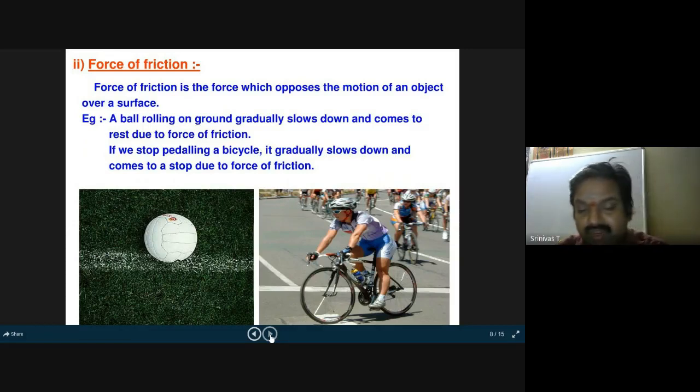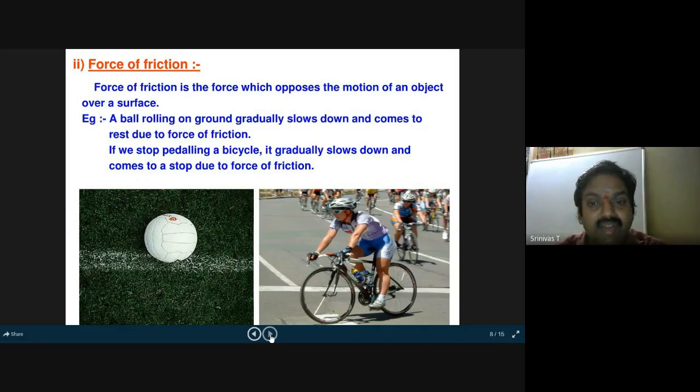If friction is not applied, you cannot even stand, you cannot even run, we cannot even write with a pen on a book. That is how very important the friction force is. Here, once he stops the pedaling, the cycle gradually slows down because of the frictional force that exists between the cycle tires and the road, where irregularities are present. That is called force of friction.